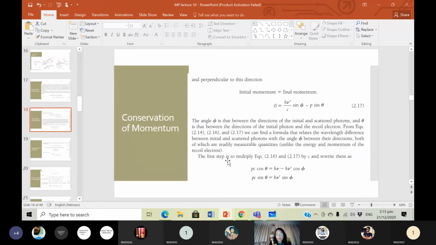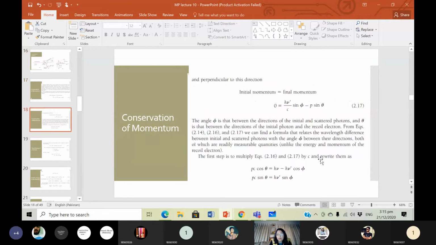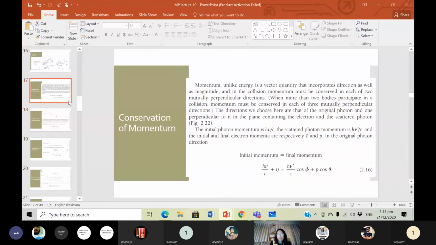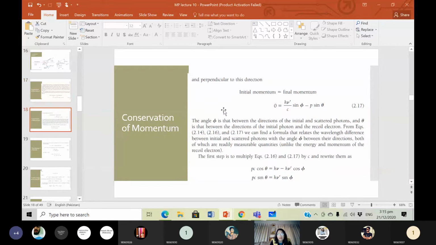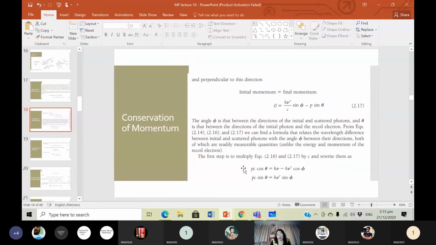So basically now the first step we have to do is take these two equations. First step is to multiply equation 2.16 and 2.17 by c, okay? These two equations we have, multiply both of them by c throughout. So what we get now is h nu is equals to h nu dash cos phi plus pc cos theta. This is the first equation we have.